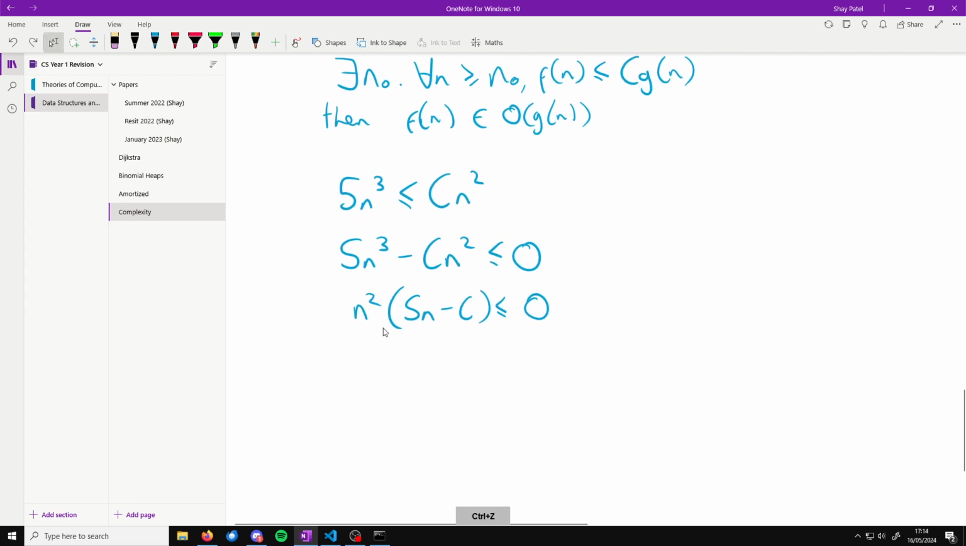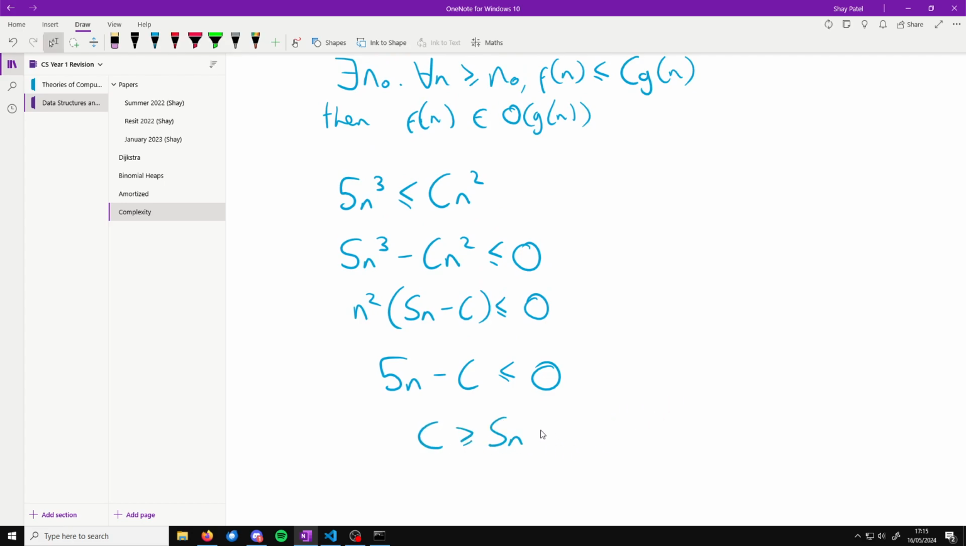We know any squared term is going to be greater than or equal to 0. So this is positive or equal to 0. Sorry, this other factor has to be negative. So if this is positive and this whole thing is less than or equal to 0, this has to be 0 or negative. So 5n minus c is less than or equal to 0. And so this tells us that our c is greater than or equal to 5n.